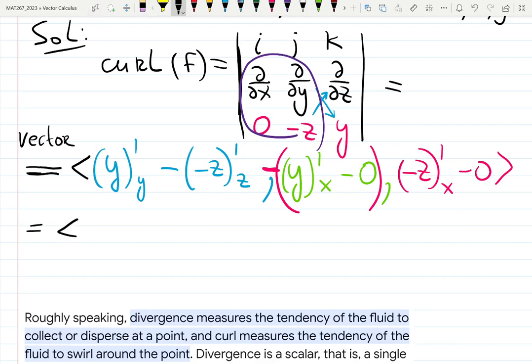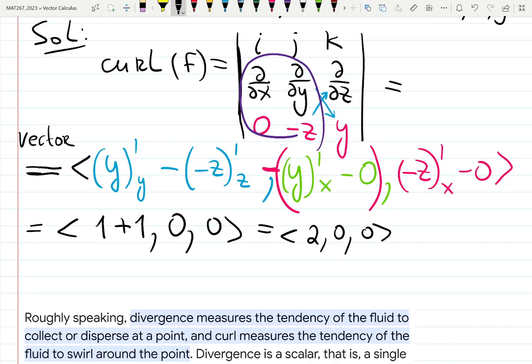Did anyone actually calculate why it took me forever to write it down? Derivative of y with respect to y is 1 plus or minus 1 plus, because derivative of minus z is minus 1, minus minus. Now minus y with respect to x is 0, and the other one is 0. Seems like the vector we have is 2 0 0.